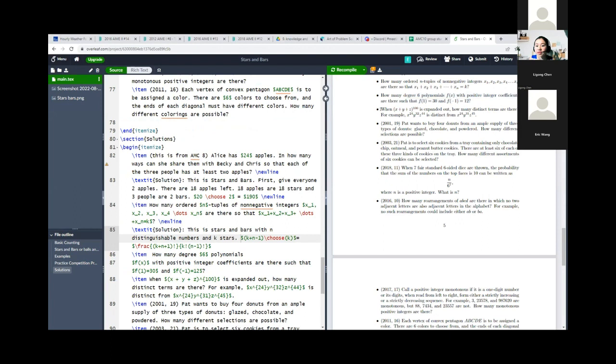So now let's move on to the fourth problem, where (x plus y plus z) to the 100th is expanded. How many distinct terms are there? And for this one, it's okay if you leave your answer as a combination, like something choose something.